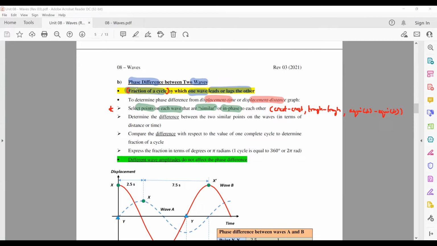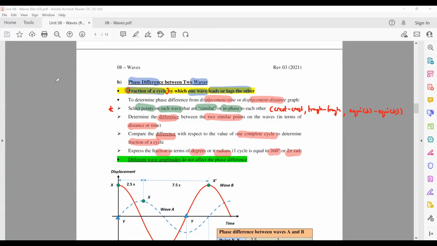All right. So after you've selected the points, the method is the same as the previous one. You will determine the difference between the two similar points, either in terms of distance or time, compare the difference with respect to the value of one complete cycle in order to determine how much of a fraction of a cycle it is, and then express the fraction in terms of degrees or pi radians, knowing that one cycle is 360 degrees and 2 pi radian.